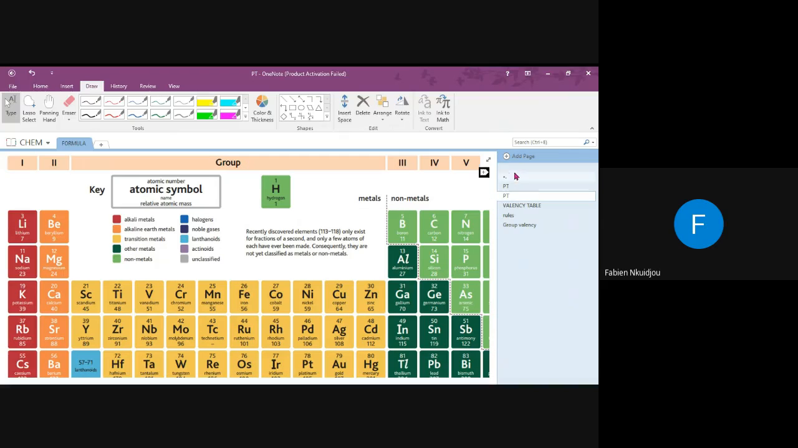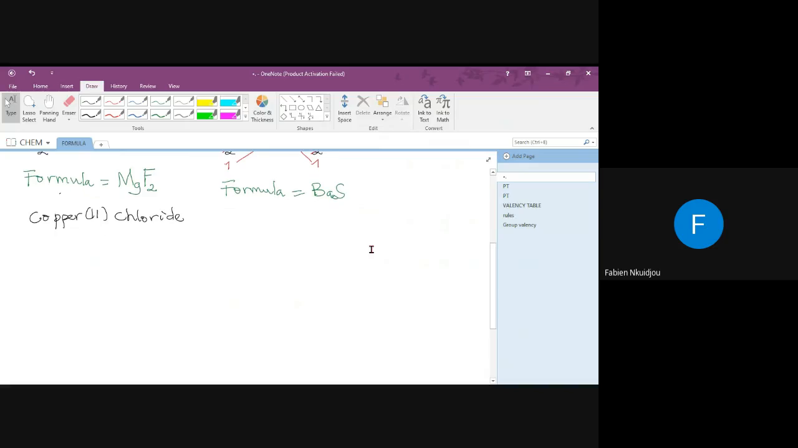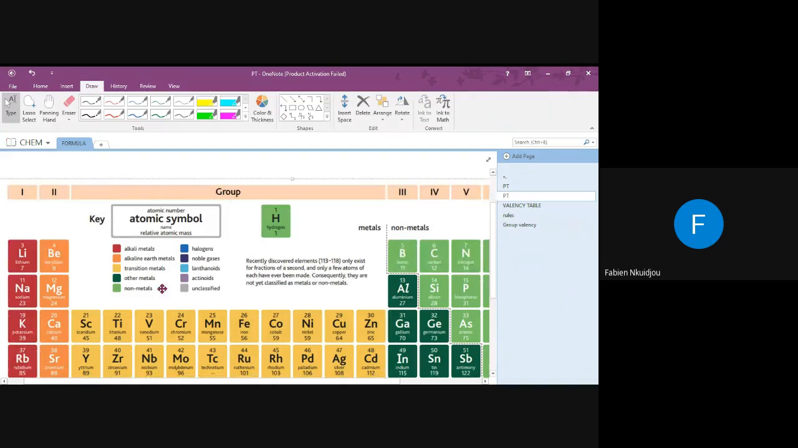Okay. So let's represent the chemical symbol for copper and chlorine. Now, what is the valency of copper? How can we get the valency of copper? If we look at the periodic table we have here, we cannot identify copper in any group. So what is the valency of copper, therefore?